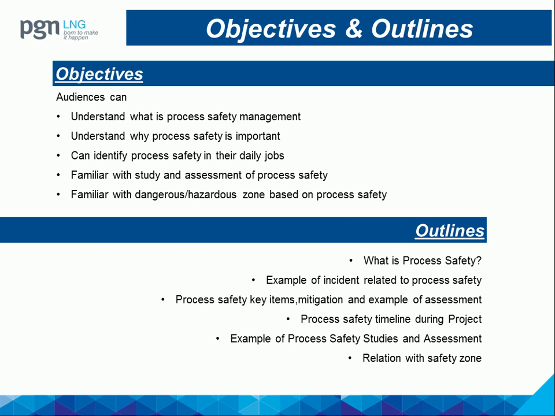The outlines of the presentation for today would be: what is process safety, and then what kind of example accidents or incidents are related to process safety, the key items, mitigation, and the example of assessment, what is the timeline of process safety during a project, so what kind of assessment you would do during the timeline of the project, the example of process safety studies and assessments, and then the last part would be the relation of process safety with the safety zone, or in this case hazardous zone.